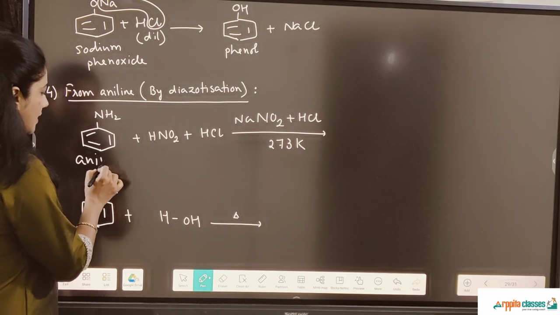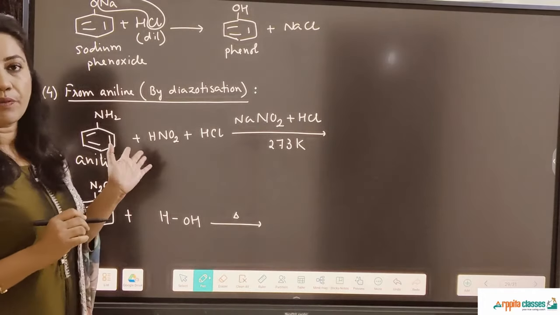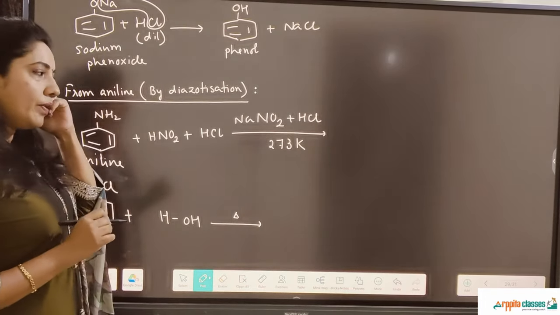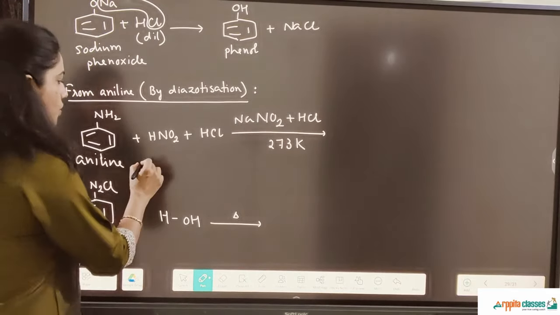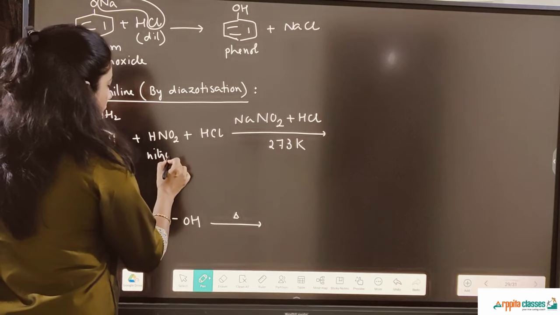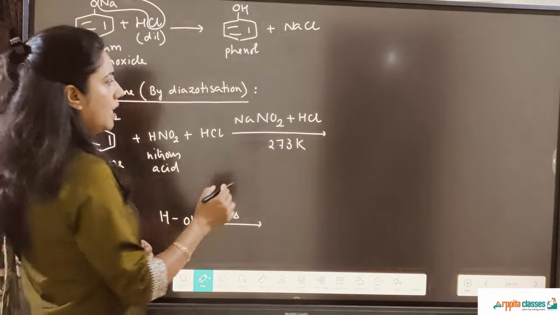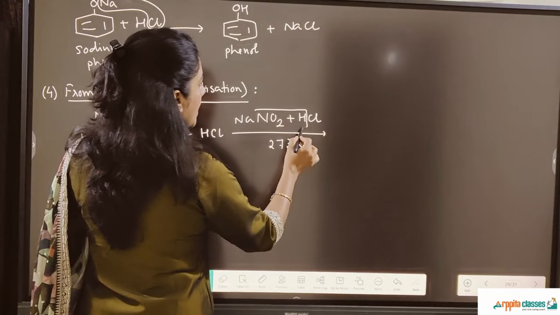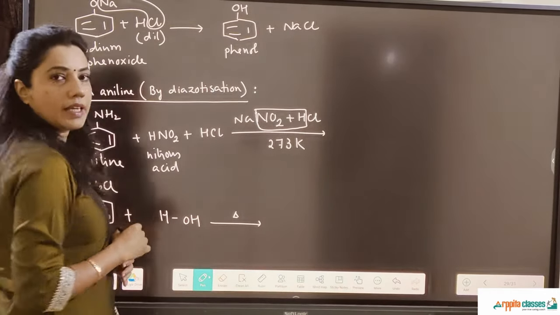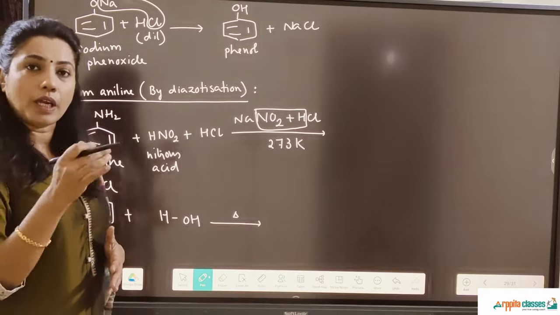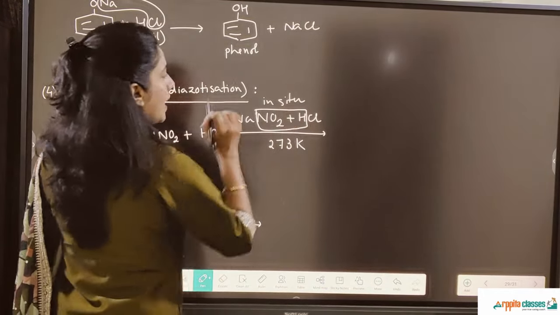This is aniline. This reaction is also called the diazotization reaction because the first step is diazotization, where we form a diazonium salt. So aniline is treated with HNO2. HNO2 is called nitrous acid. How do we get nitrous acid? By mixing sodium nitrite and HCl. If you mix sodium nitrite and HCl, HNO2 is formed and NaCl comes out. So this is how we are getting HNO2. So we are preparing HNO2 in situ with the help of sodium nitrite and HCl.